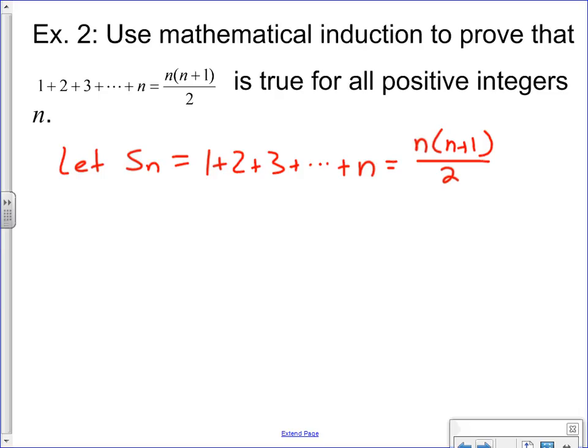Okay. The next piece, you can number it if you want to. I like to number the steps. So step 1, right? S1 is such that 1 is equal to 1 times 1 plus 1 over 2. Therefore, S1 is true. Right? You have to say S1 is true. Show that S1 is true, and then say S1 is true. That's the first paragraph. Okay?